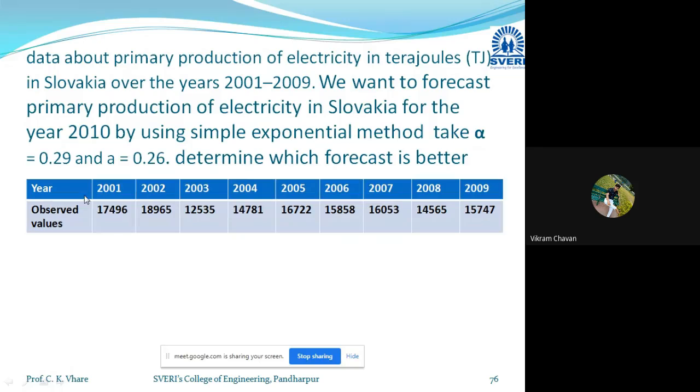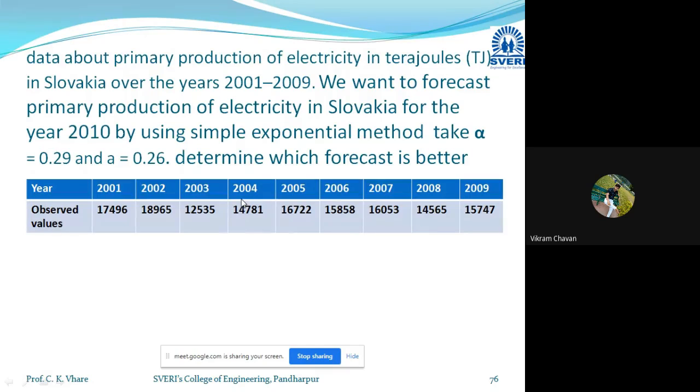Okay, so in 2001 the observed value is 17,496. In 2002, the observed value is 18,965. Then in 2003, observed value is 12,535.